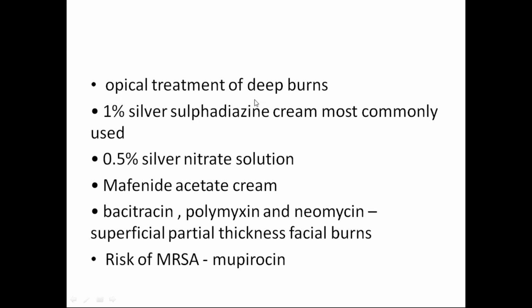Topical treatment of deep burns. What are the different topical agents we use in burn patients? 1% silver sulfadiazine cream is the most commonly used. It is a broad spectrum antibacterial, and it acts against Pseudomonas, which is the most common infection in burn patients, and also against MRSA.